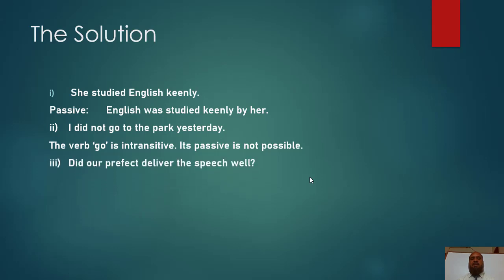Now students, make the passive of the third sentence. Did our prefect deliver the speech well? Its passive is was the speech delivered well by our prefect. Dear students, make corrections of your answer if necessary.